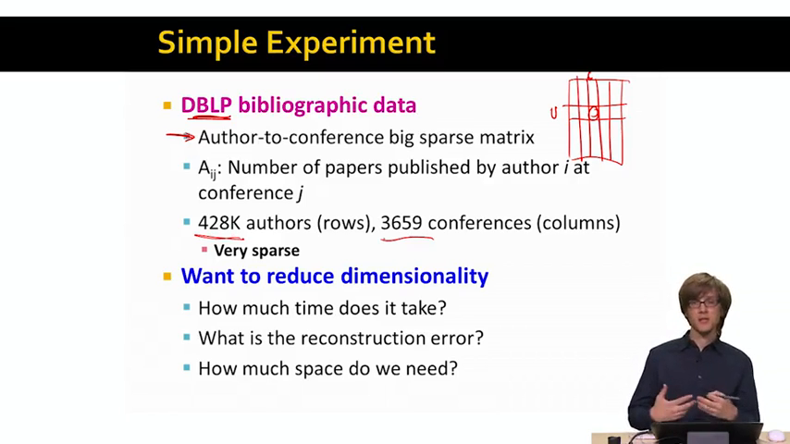And this matrix is very sparse, which means that most computer scientists don't publish at most conferences, right? Out of these 3,000 conferences, most computer scientists maybe publish at 5 or 10 of them, and the rest they will never publish at, right?